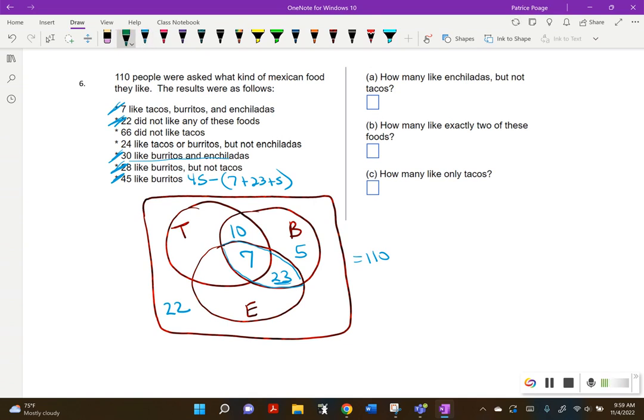Going back to the top. 66 did not like tacos. We can do that now. If you take your thumb and cover up the taco circle, you're left with 22, whatever goes here, 23, and 5. So we'll do 66 minus 22 plus 23 plus 5. And that gives us 16.